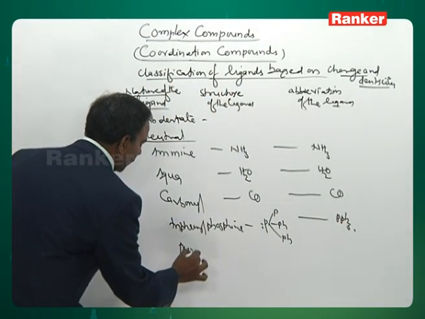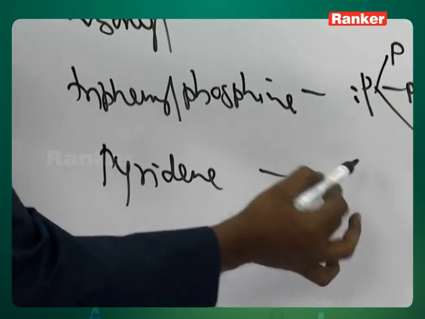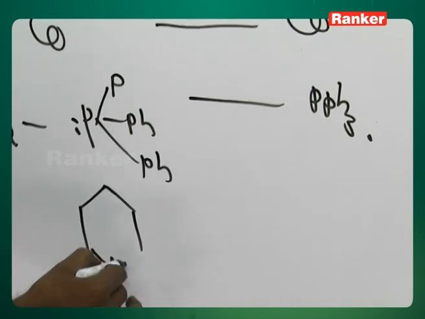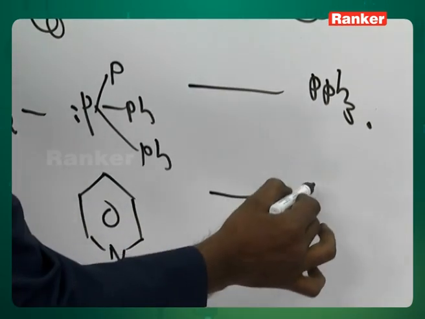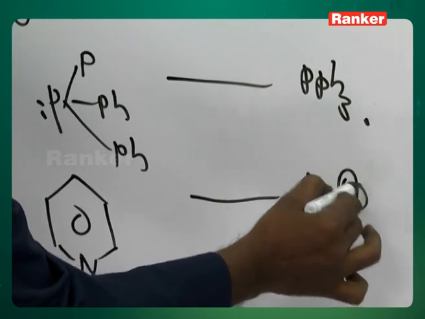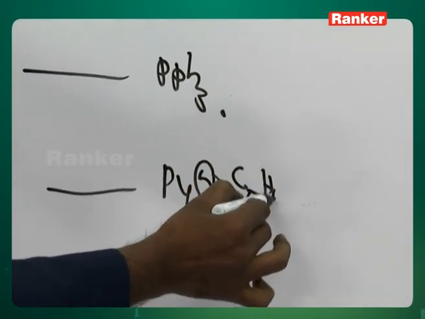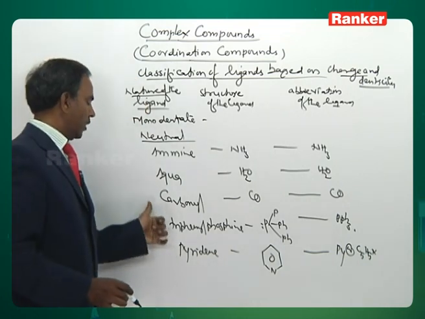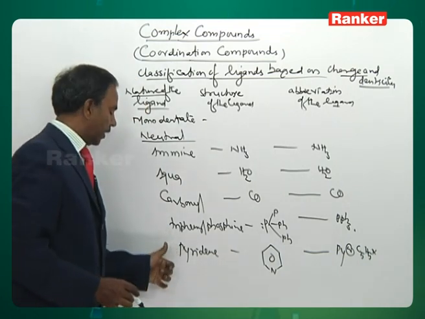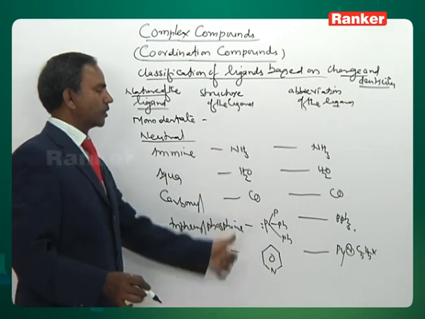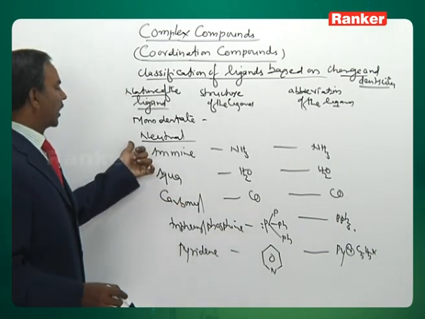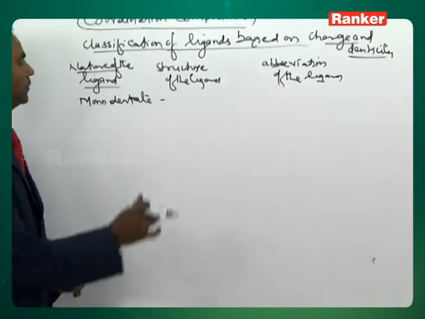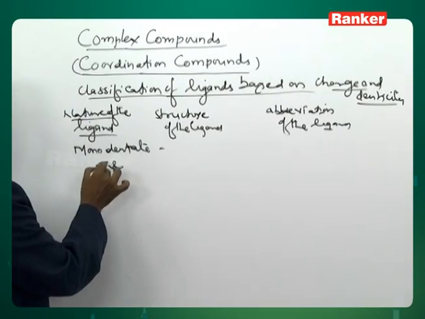And you can take pyridine, which you know well. You can represent it either as py or as C5H5N. These are amine, aqua, carbonyl, triphenylphosphine, and pyridine, some of the neutral monodentate ligands. And again, monodentate positive ligands also exist. Let me show monodentate positive ligands.